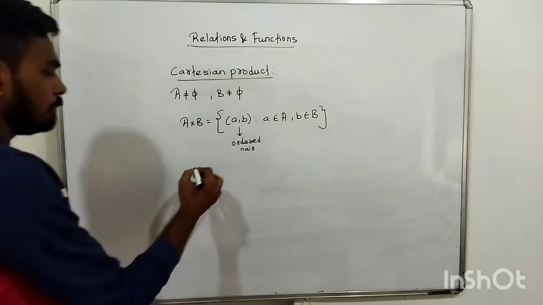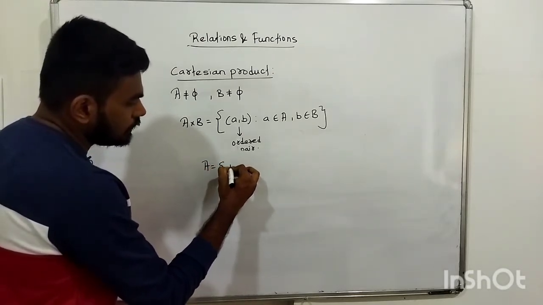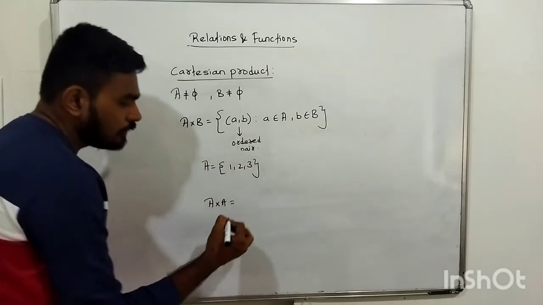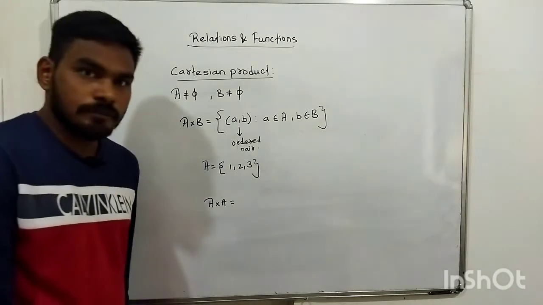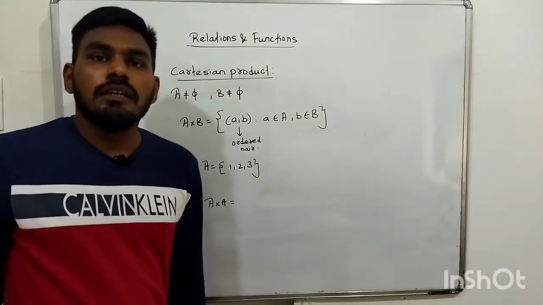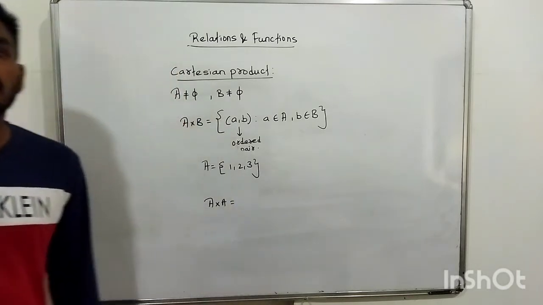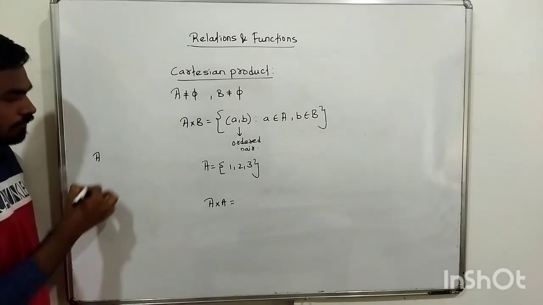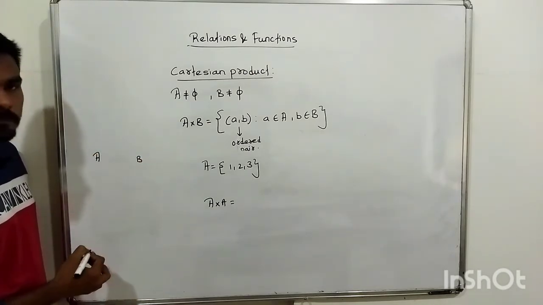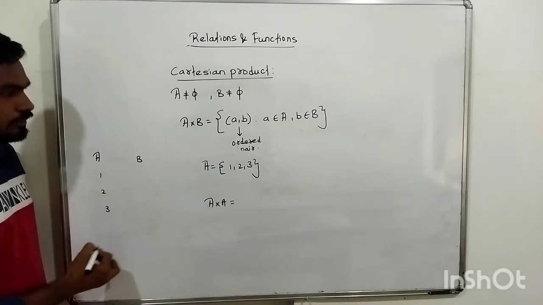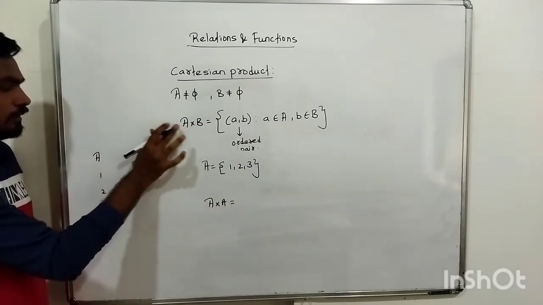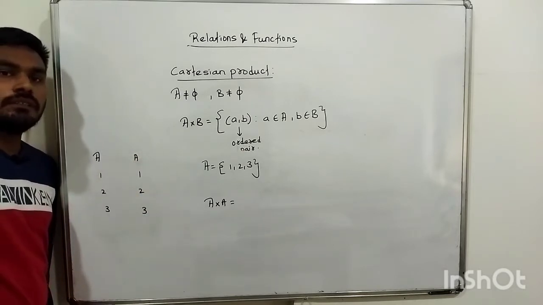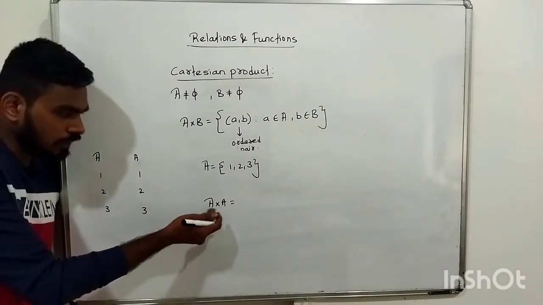Next, one more example we'll take. If I'm giving 1, 2, 3 like this, and directly I'm asking to find A cross A, then what do we do? Again, I'm writing here A first, here B. Here 1, 2, 3. Similarly, this side also, here also I am writing A, 1, 2, 3. Both sides I am writing 1, 2, 3, 1, 2, 3, because I am asked to find A cross A.